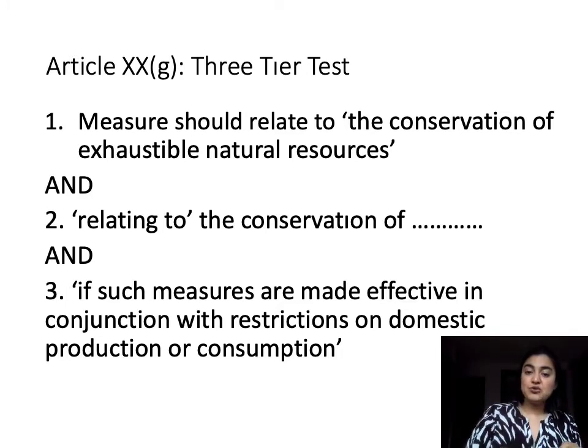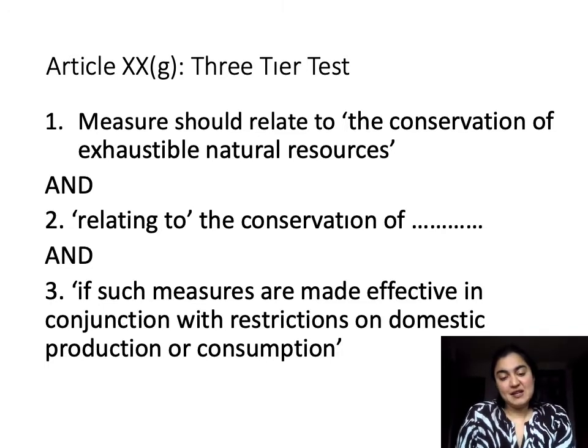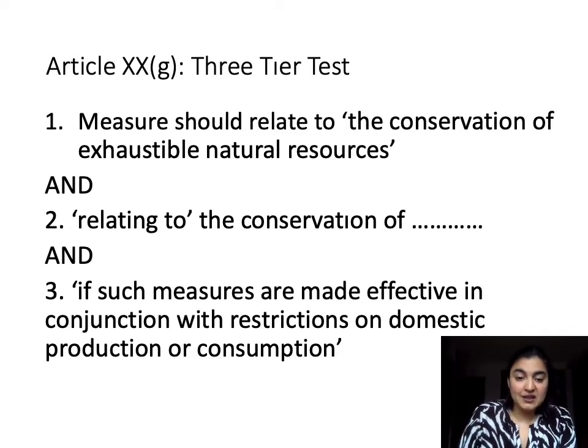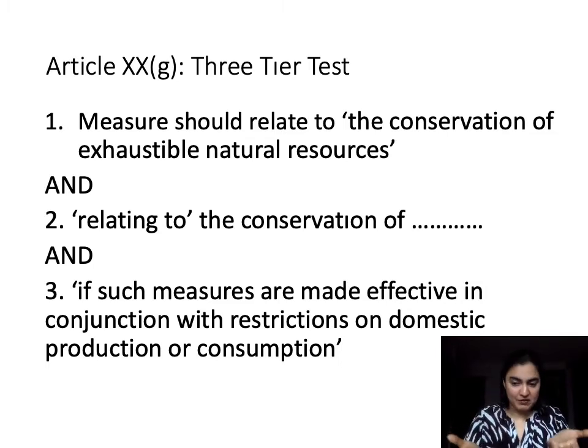All it says is that the measure must relate to the conservation of. It may not be necessary for the conservation of. And the third requirement is that such measures must be made effective in conjunction with the restrictions on domestic production or consumption. So if you want to save the air or climate in your country, you cannot just ban the driving of used imported cars. You have to also restrict somehow the use of old domestic cars in your country if you want to conserve the exhaustible natural resource of climate, of air, right? So this is what the third requirement is, the requirement of even-handedness. Now let's look at each requirement one by one.